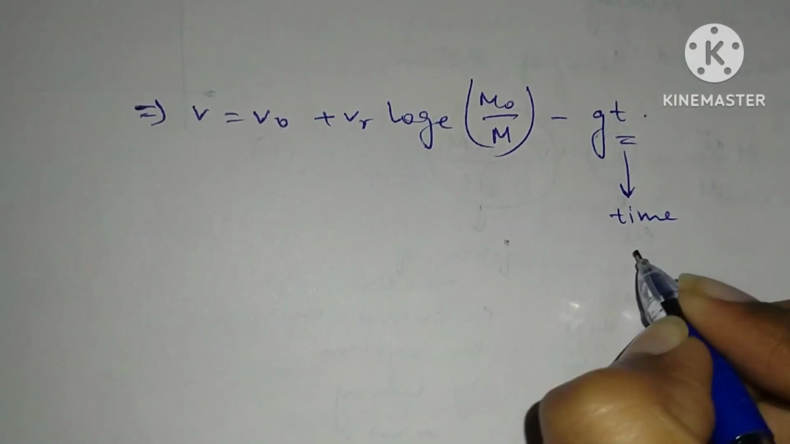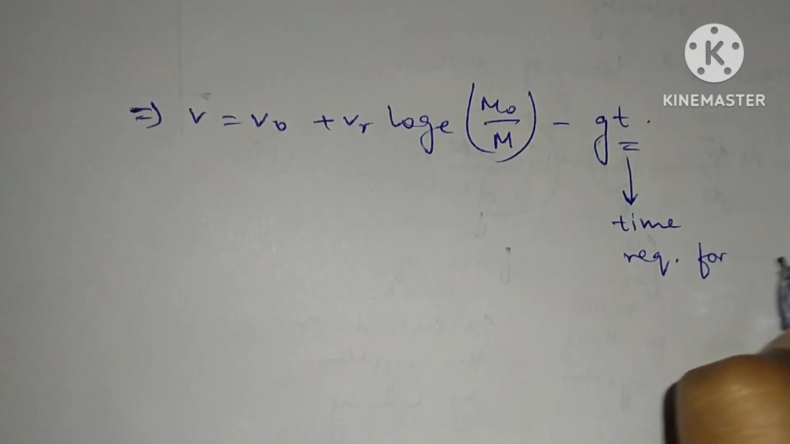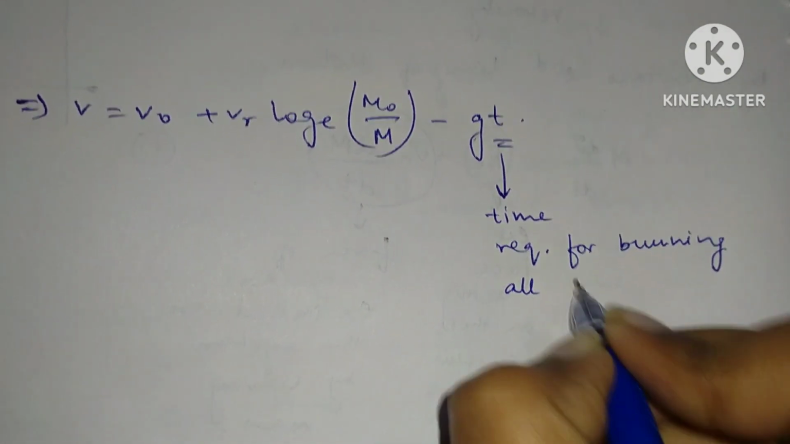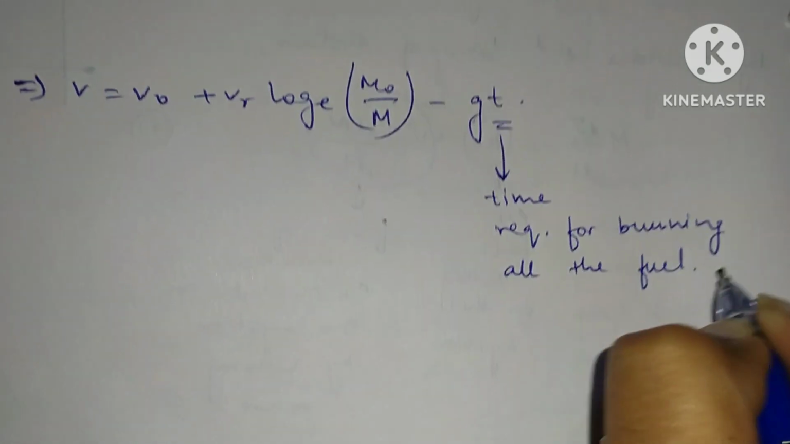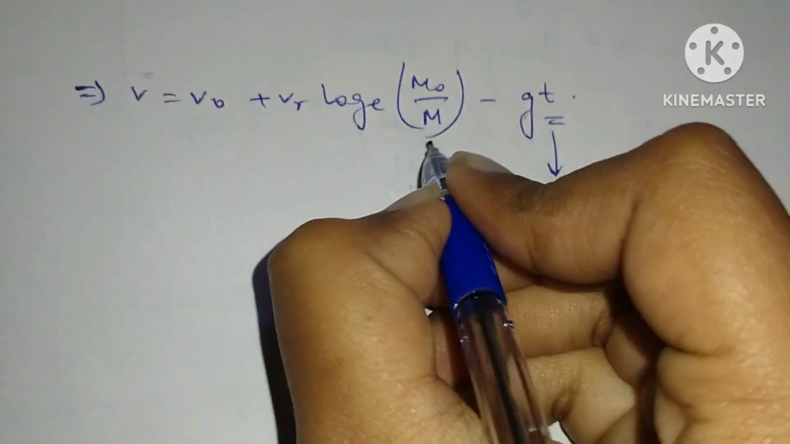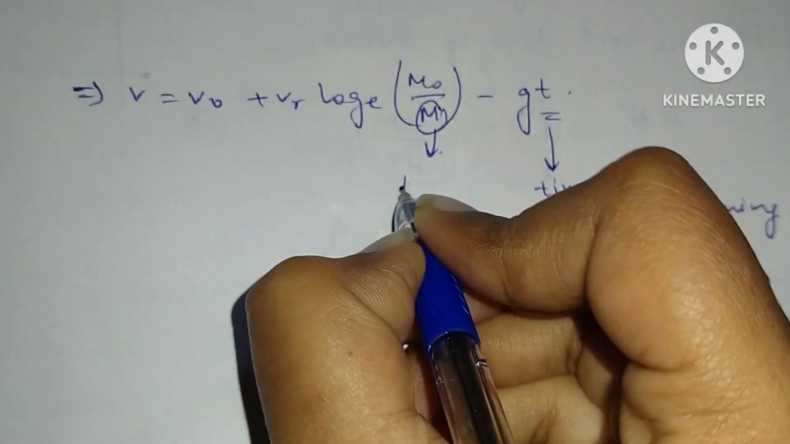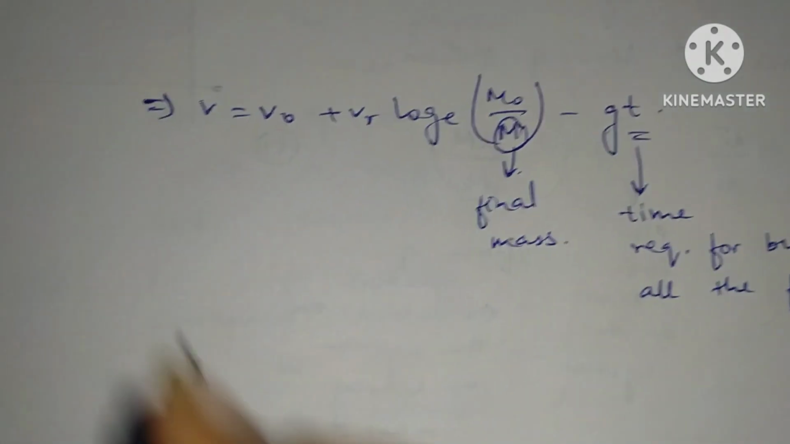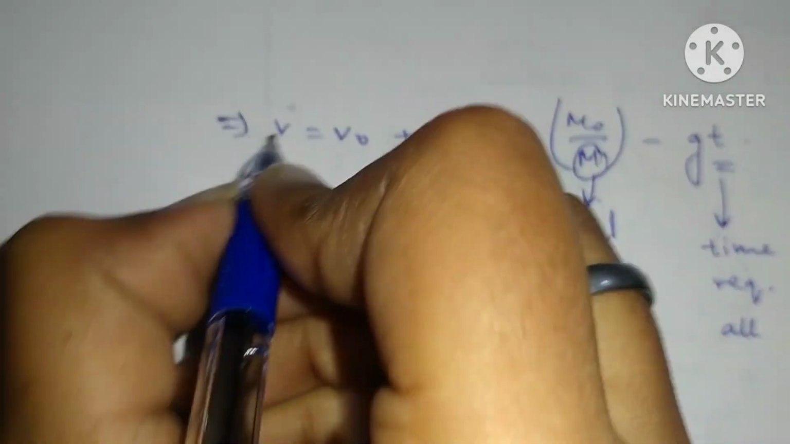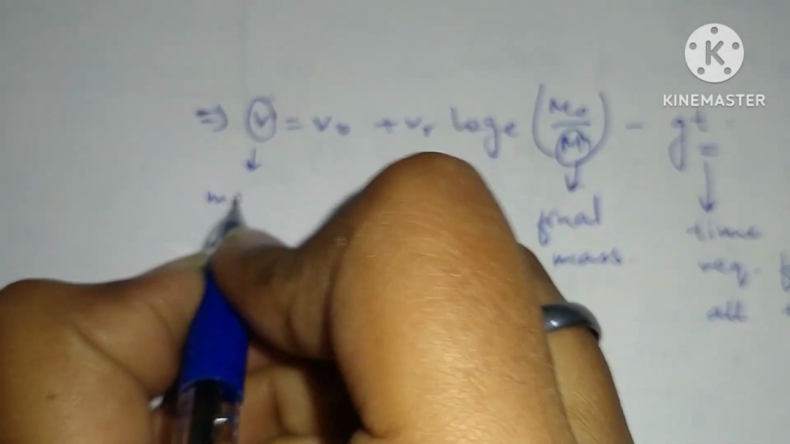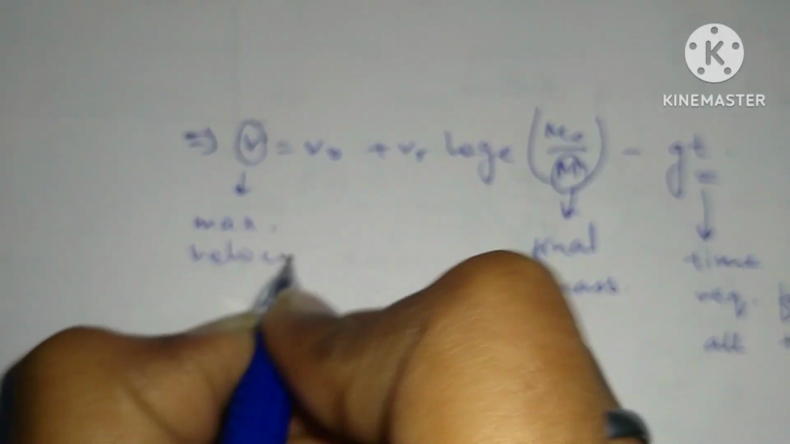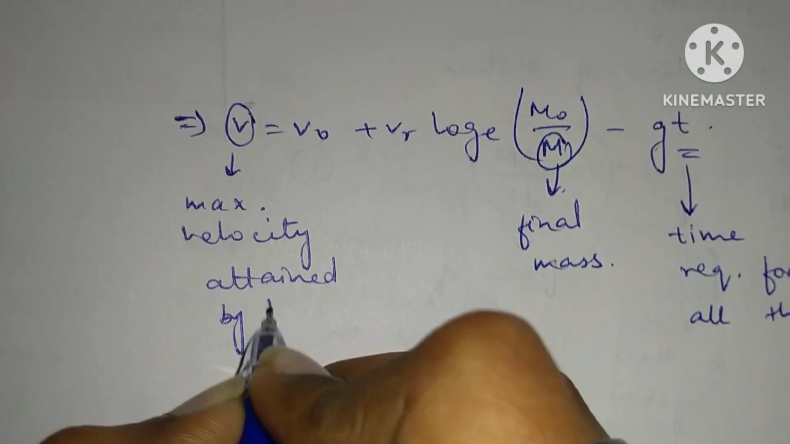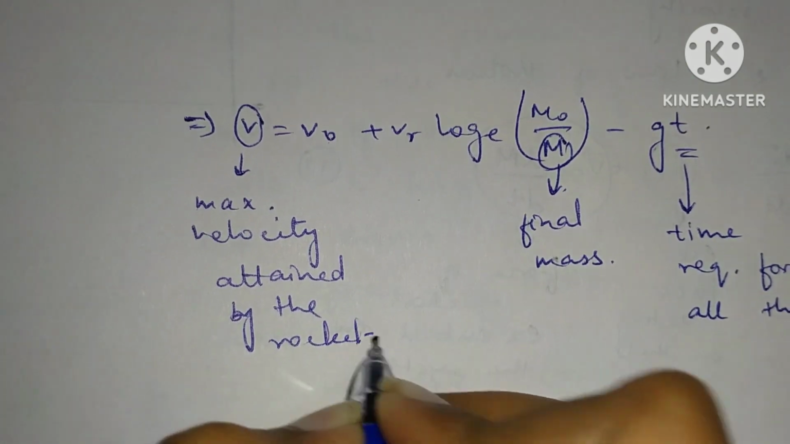M is the final mass. V is the maximum velocity attained by the rocket.